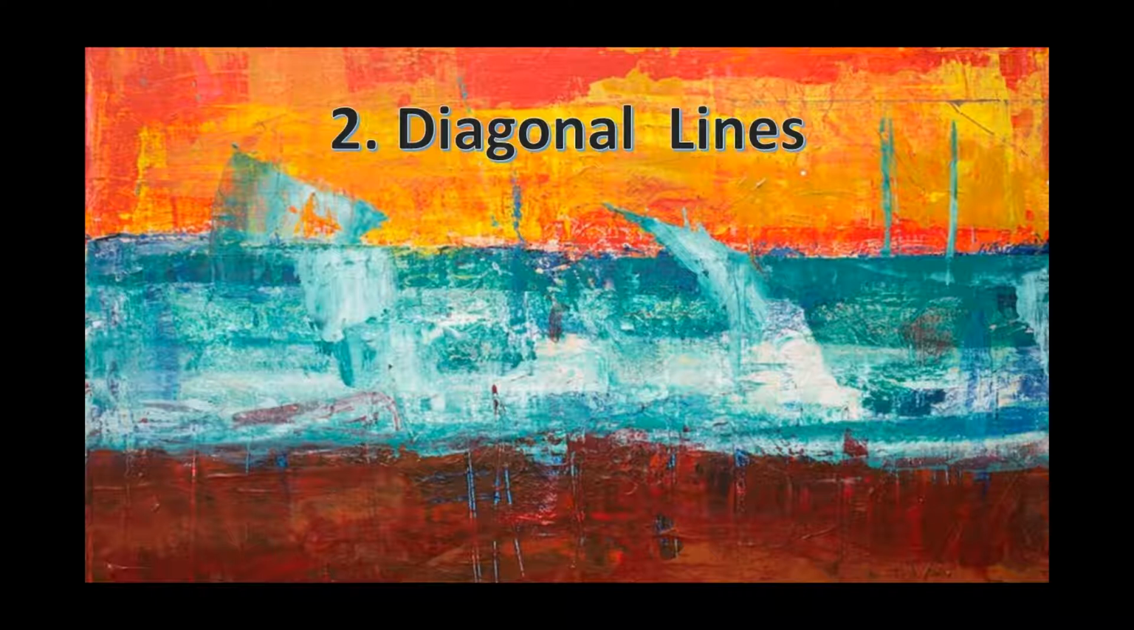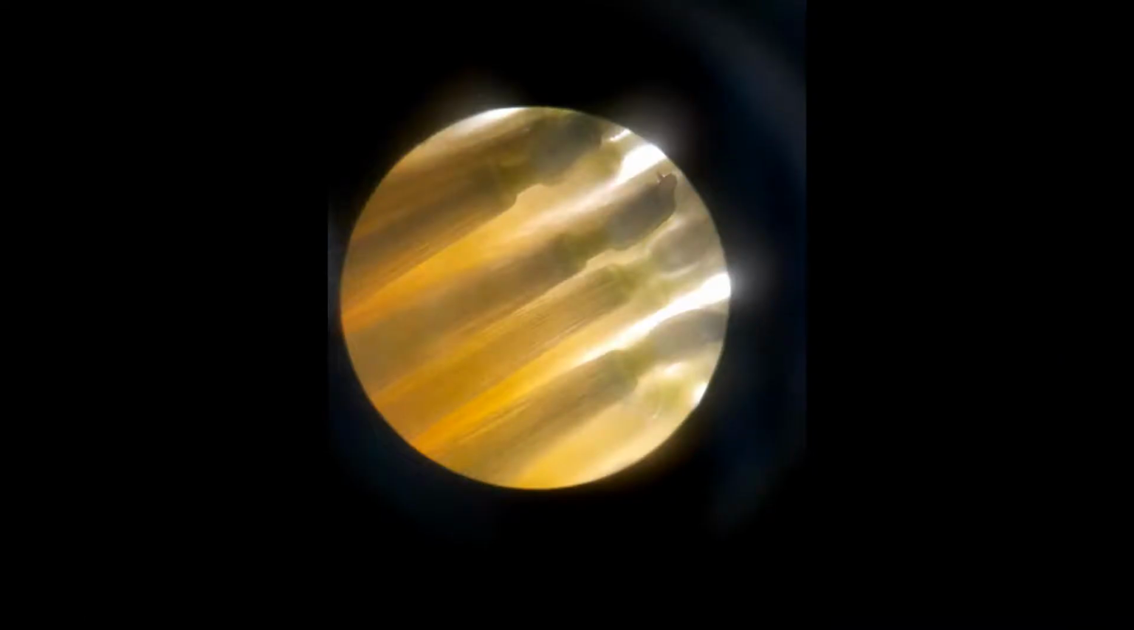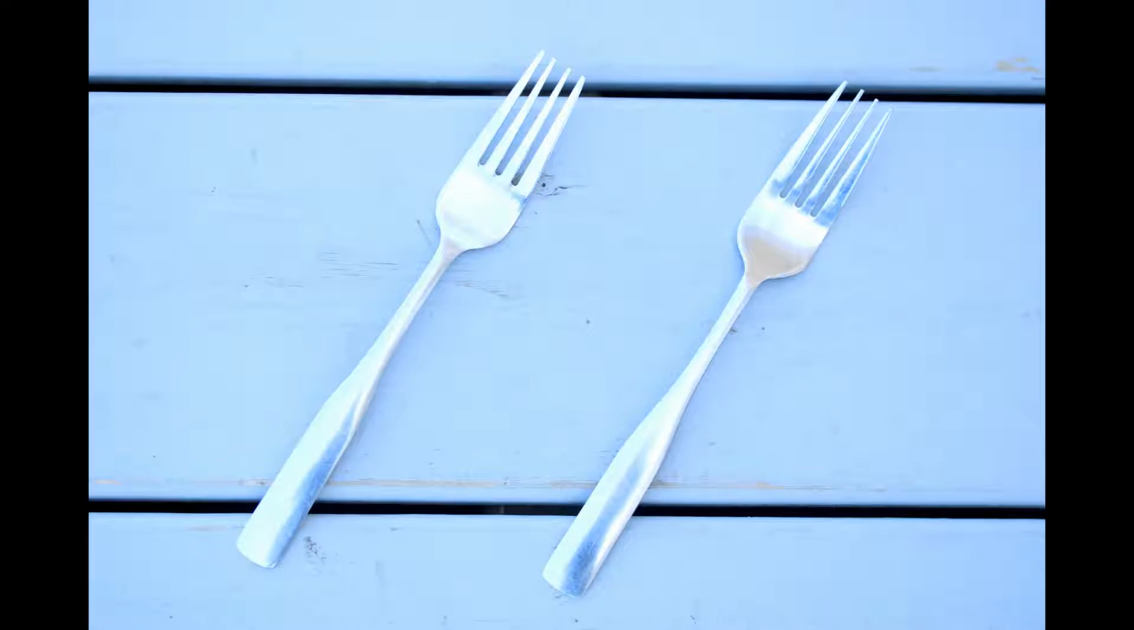Diagonal lines and triangles make your photos more interesting. This doesn't just mean tilting your camera, but approaching your subject from a different viewpoint. Horizontal and vertical lines are stable, but adding diagonal lines makes the picture more dynamic.